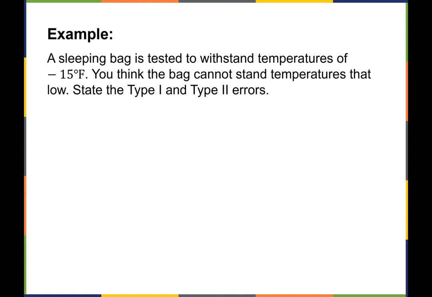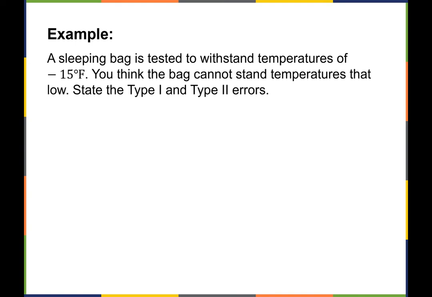Let's do an example of type 1 and type 2 errors. A sleeping bag is tested to withstand temperatures of negative 15 degrees Fahrenheit. You think the bag cannot stand temperatures that low. Let's state the type 1 and the type 2 errors. Well, it's pretty hard to state the type 1 and the type 2 errors without first stating the null and alternative hypothesis. All right? We think the bag cannot stand temperatures that low.